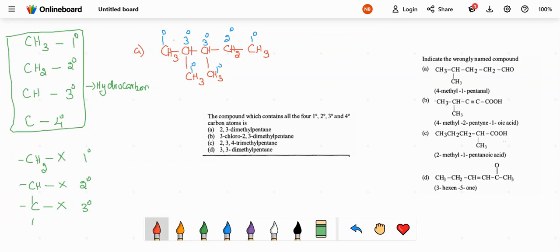That is why I am going to show the B option. B. Look at this. Again, 3-chloro, 2,3 dimethyl pentane. So 3-chloro. Again, pentane I am going to write here.